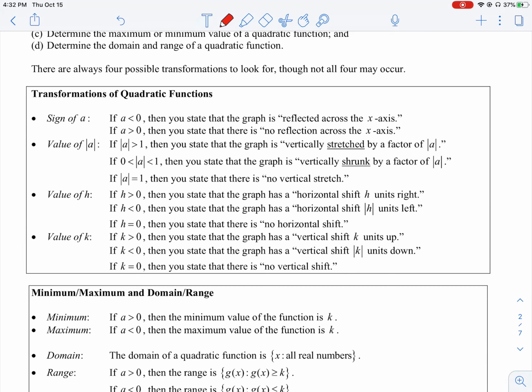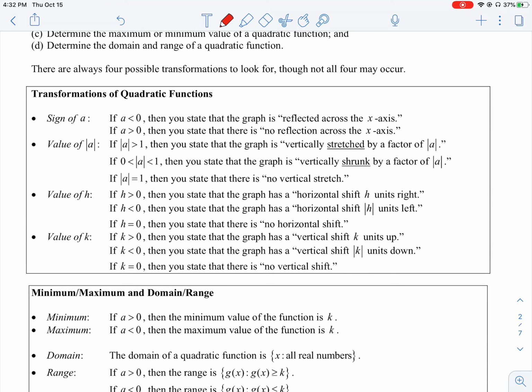So let's start with the sign of a. There are only two possible signs of a. It's either positive or negative, right? But if a is less than 0, what does that mean? A is less than 0, meaning a is negative.